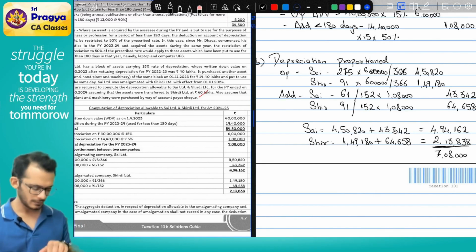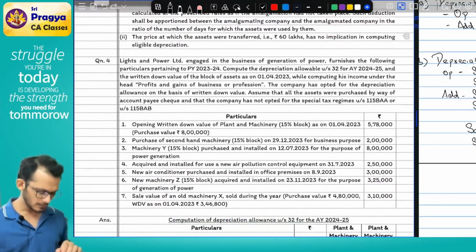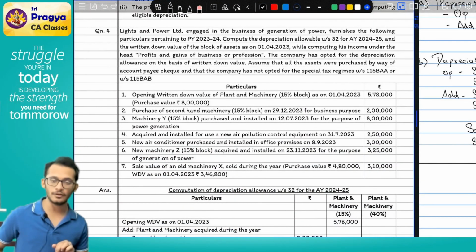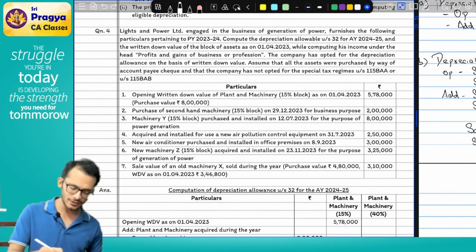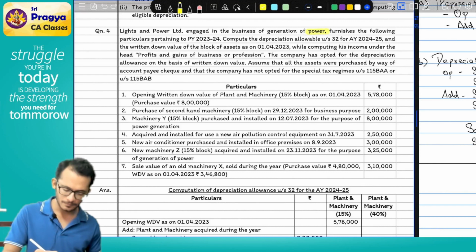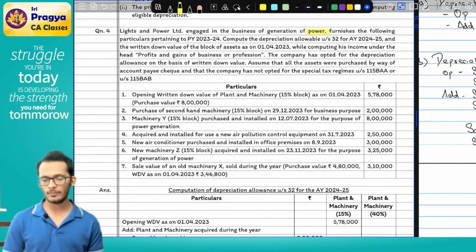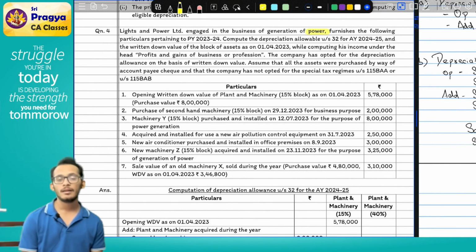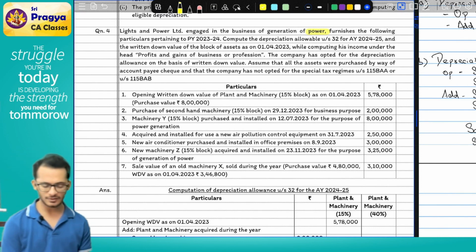Yes. Let's look at the next question. It says Lights and Powers Limited is engaged in the business of generation of power. The moment you see generation of power, you should know two things. Either you can opt for SLM method or WDV method. Second thing, you will get additional depreciation. Keep it in mind.